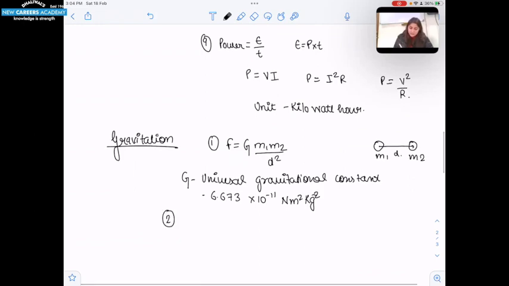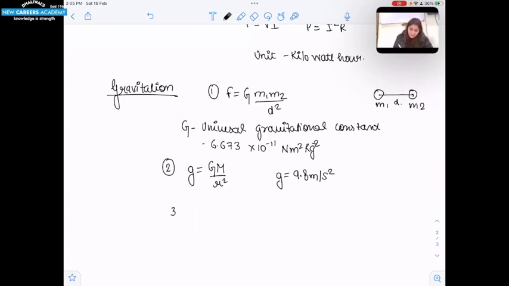Second formula in gravitation chapter is formula of acceleration due to gravity, denoted by small g. Its formula is GM by r square, where G is universal gravitational constant, M is mass of that planet, and r is radius of that planet for which we are calculating values of acceleration due to gravity. If we are talking about moon, then we put mass and radius of moon here. If we put these three values for Earth, then the value of g that comes is 9.8 meter per second square. Meter per second square is unit of acceleration.